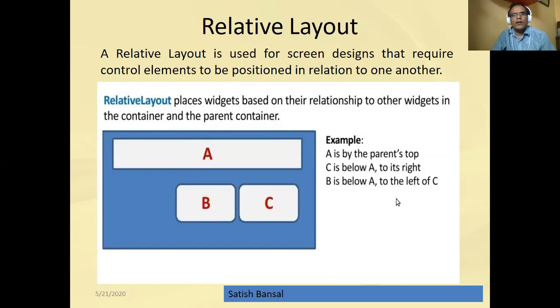So all the controls, also called widgets, can relate to the parent, meaning the layout, or to other controls, meaning widgets. Now this is an interface you can see here. A, B, C. A is at the parent top, C is below A and to its right, B is below A and to the left of C. This is one example of designing an interface through relative layout.